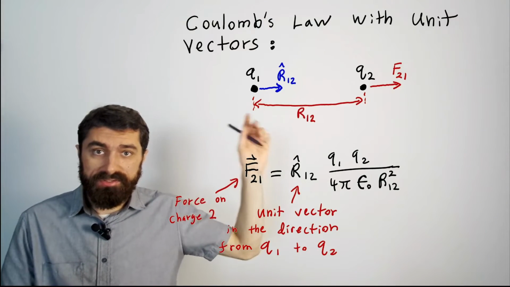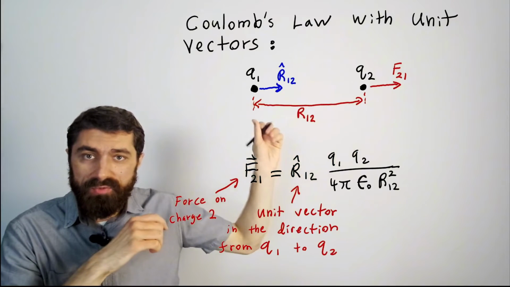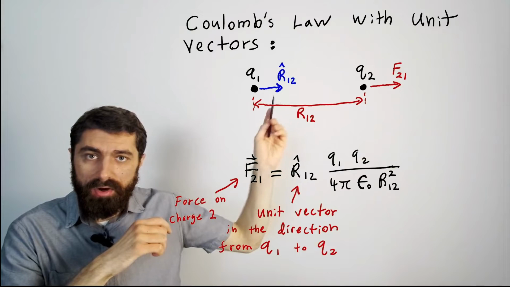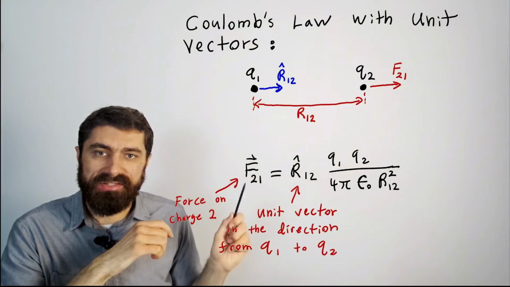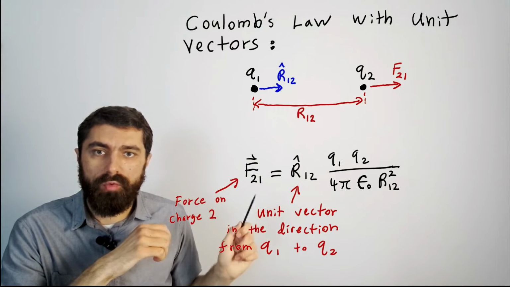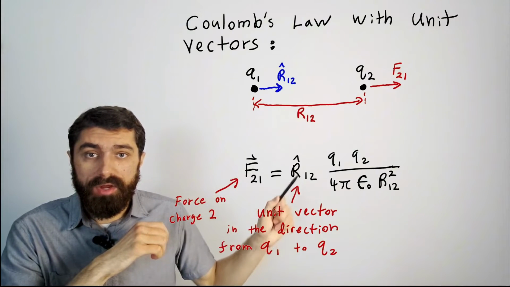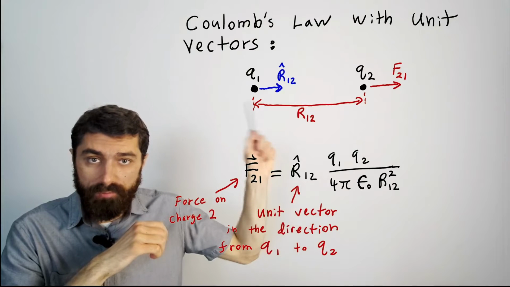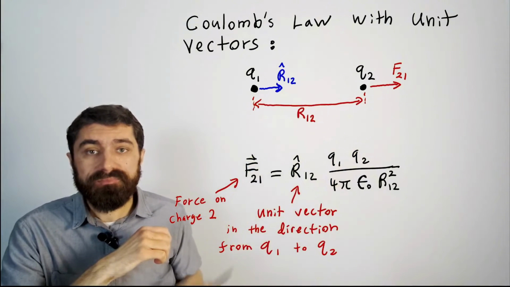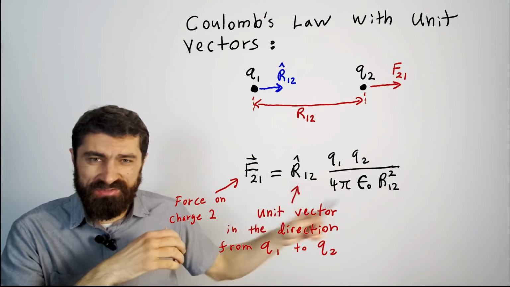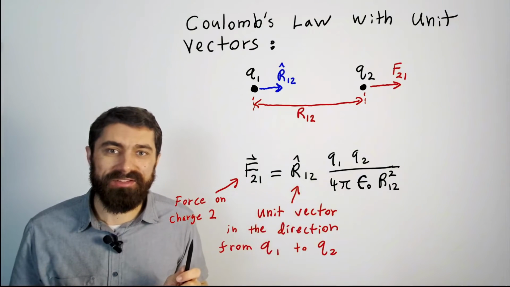So we have still our two charges, Q1 and Q2, separated by this distance, but then we define a unit vector here, r hat 1,2, going from 1 to 2. And what Coulomb's law says is that this vector here, F21, the force on charge 2, is equal to r hat 1,2, the unit vector going from 1 to 2, times our whole expression here. And when you use Coulomb's law in this unit vector form, you'll see in just a minute that it really simplifies our problem greatly.